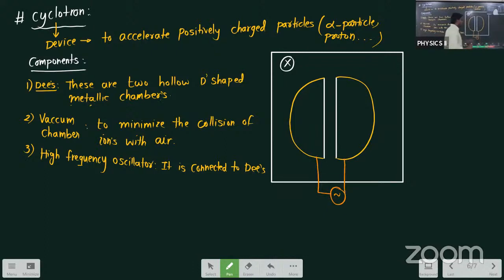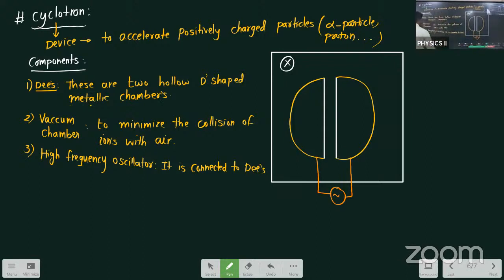What does it do? Suppose let me write this one as D1 and this is D2 chamber. Sometimes it will be making D2 chamber positive and D1 negative. In the next cycle, it will make this one positive and this one negative. It will alternate the voltage, the polarities of these two Ds. Who is doing this work? The high frequency oscillator. I hope you understood the meaning of high frequency oscillator.